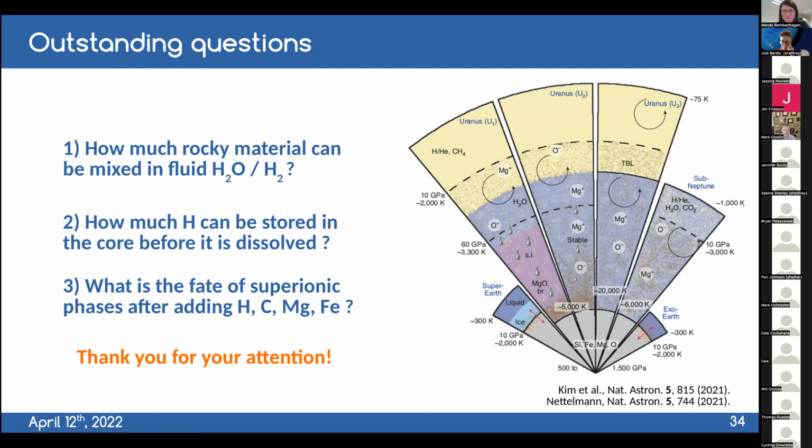is it correct that the enrichment of methane in the atmosphere and the depletion of ammonia in the atmosphere could be explained by the ammonia being trapped in this superionic water or other phases in the interior? Is that correct? I would say it's kind of speculative, right?